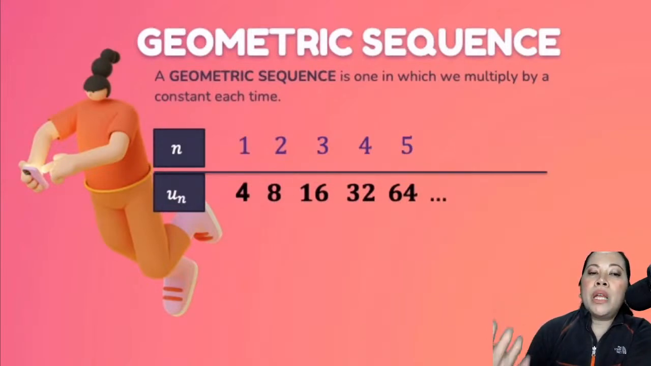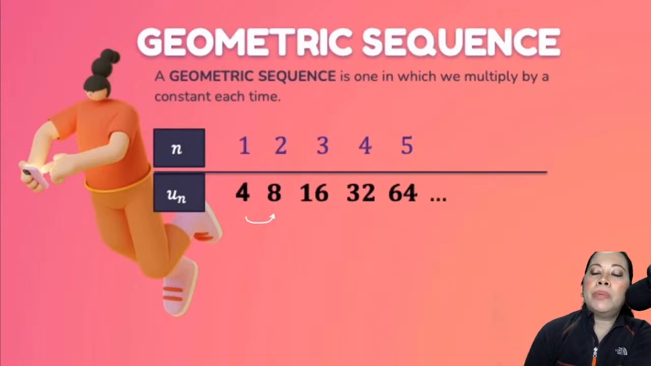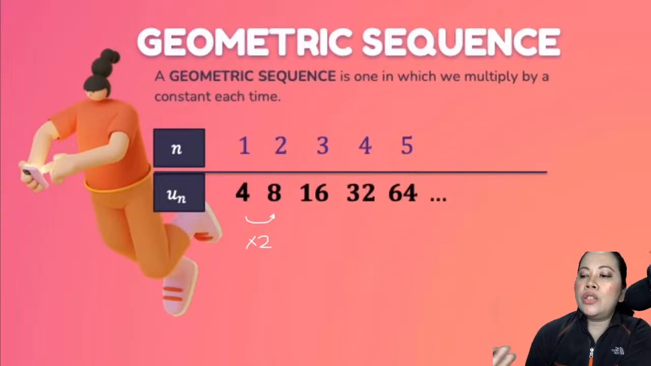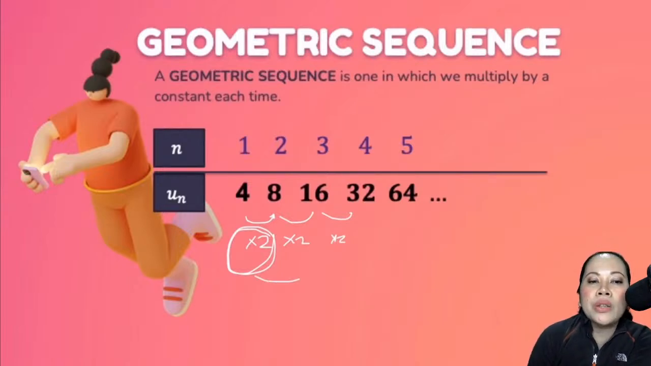So what is being done for you to get 8? 4 multiplied by 2, you will get 8. Or 8 divided by 4, you will get 2. So that means that you actually multiply by 2. The divisor or the quotient is 2, and if it's being multiplied, the multiplicand is 2. So you have times 2, times 2, times 2, times 2. This 2 here is what we call the common ratio.